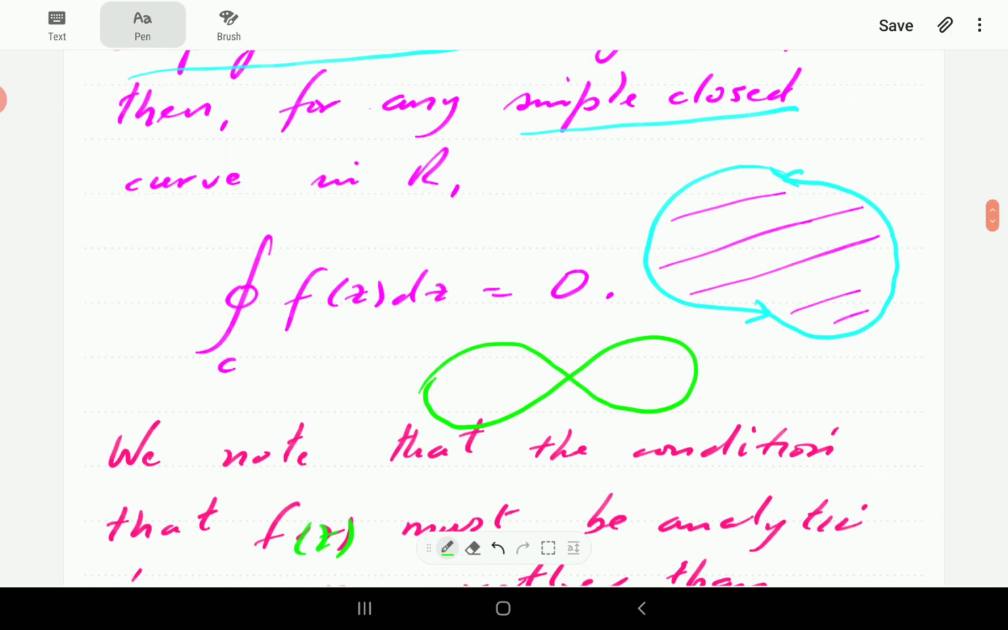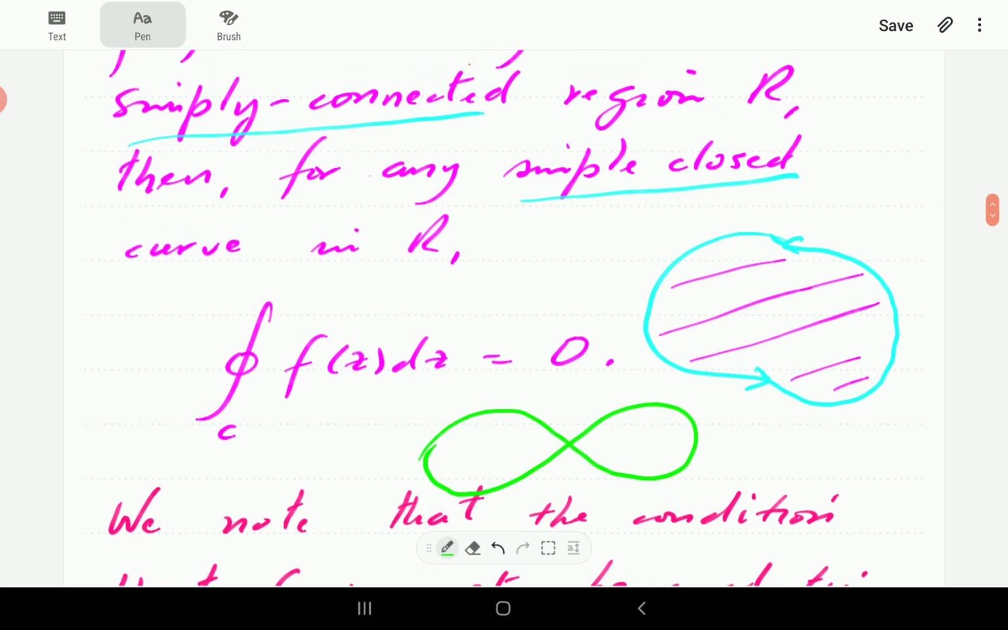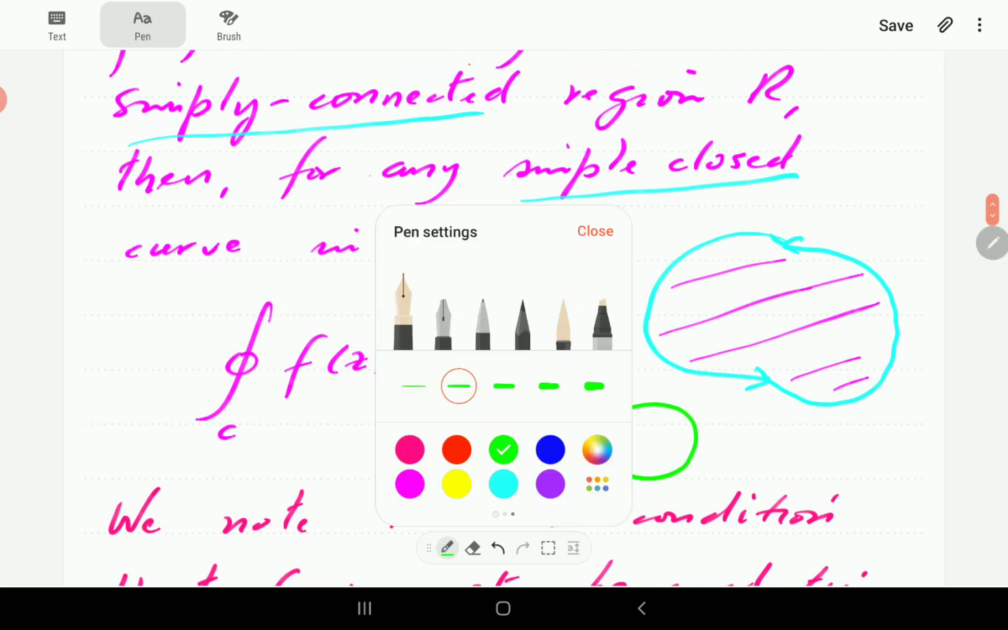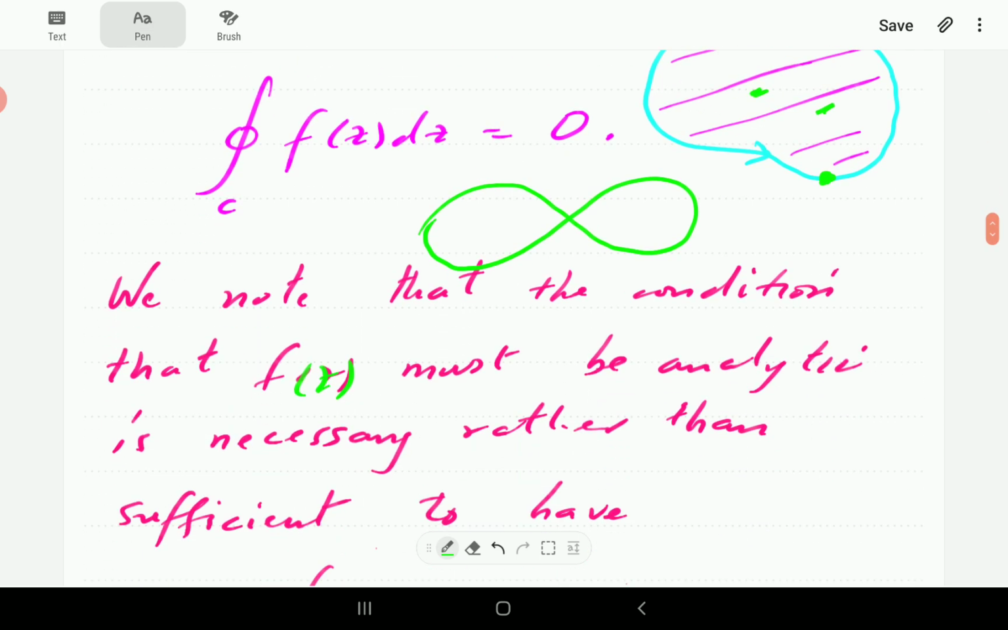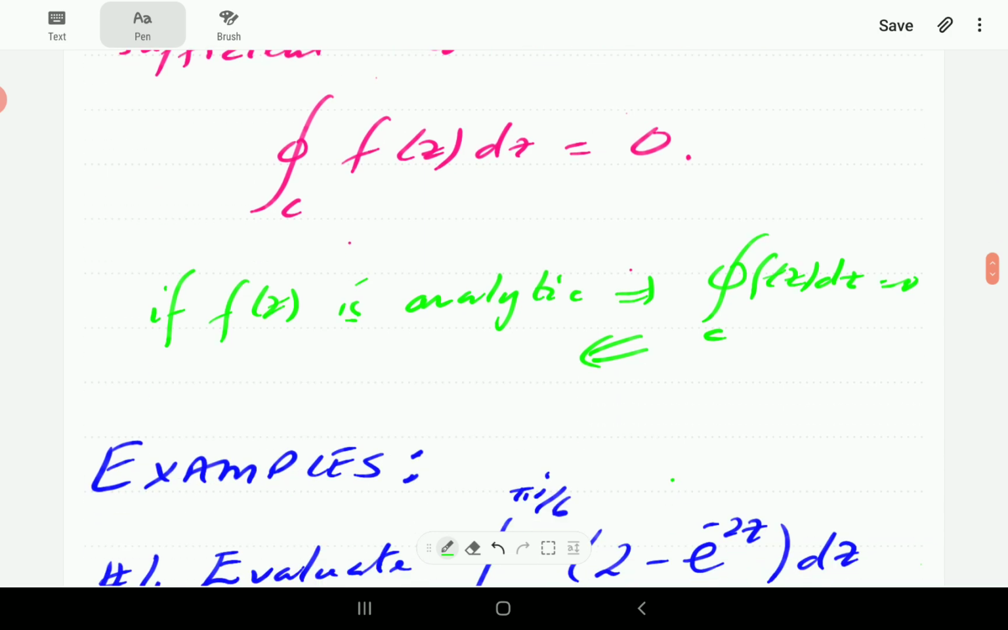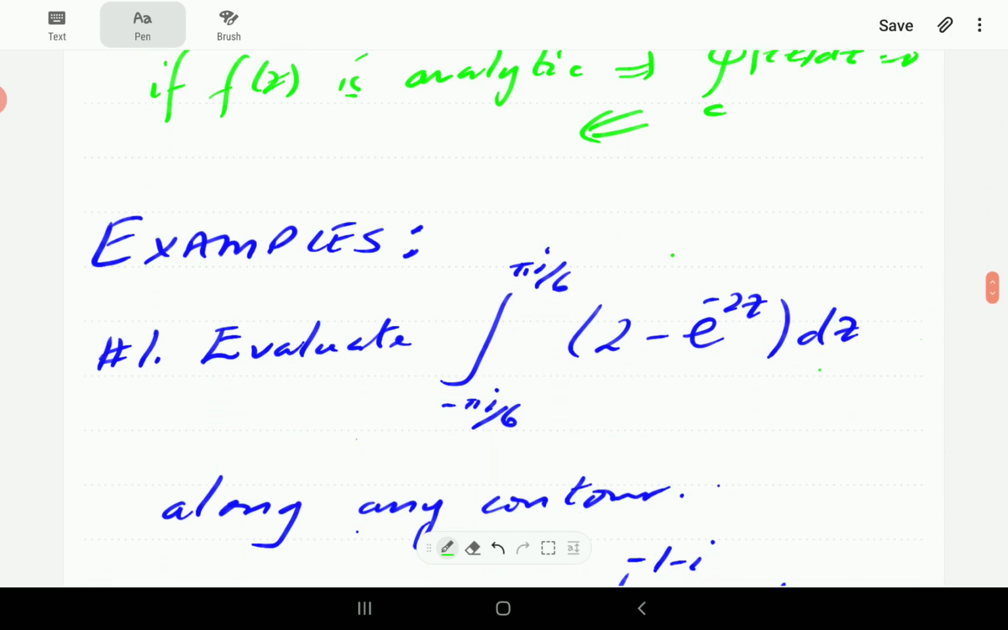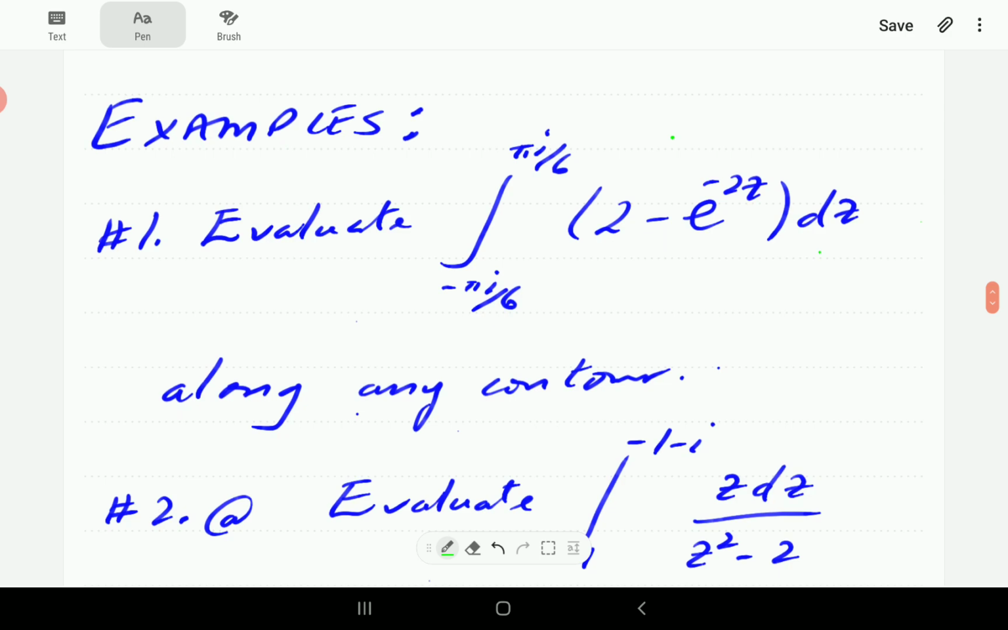Now, the other technical thing that we need to note is that when we say inside a closed contour, we mean all the points inside, but also points along the boundary are considered to be inside the region. So the boundary of the region, or the actual contour, is part of the region enclosed. So we consider those to be inside.